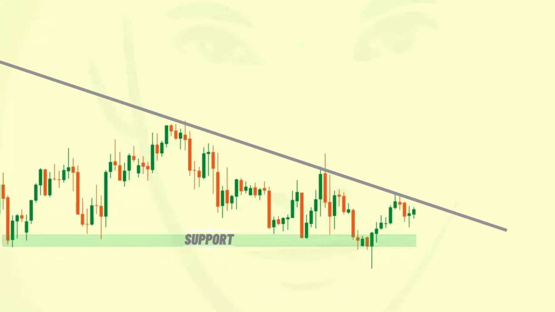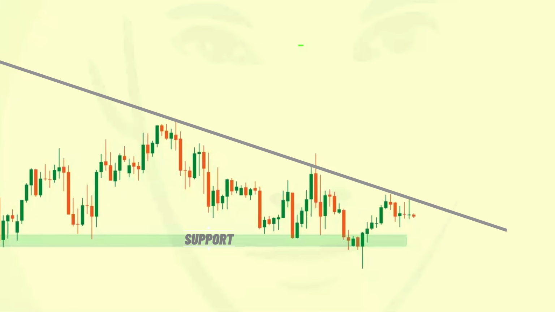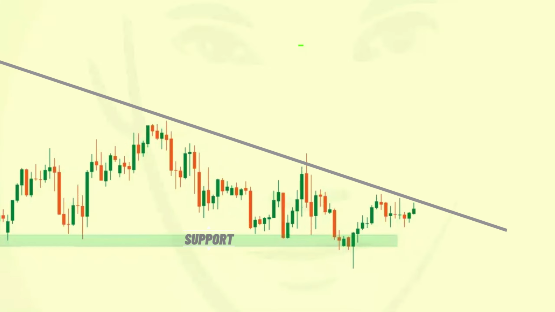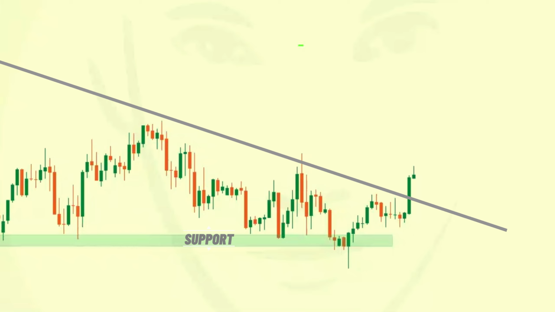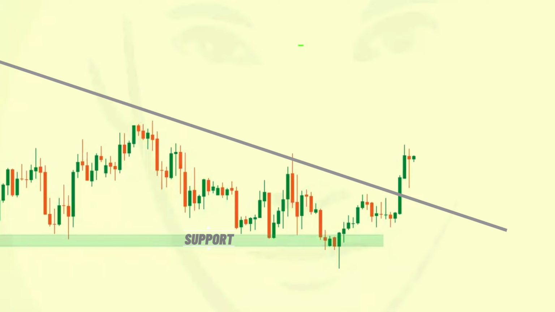Here's the crucial psychological element. These levels are not magical lines drawn by the market gods. They represent areas where a large number of traders have made decisions in the past. At support, buyers who missed the last bounce are waiting to buy. At resistance, sellers who regret not selling last time are waiting to exit. It's a self-fulfilling prophecy based on collective market memory.